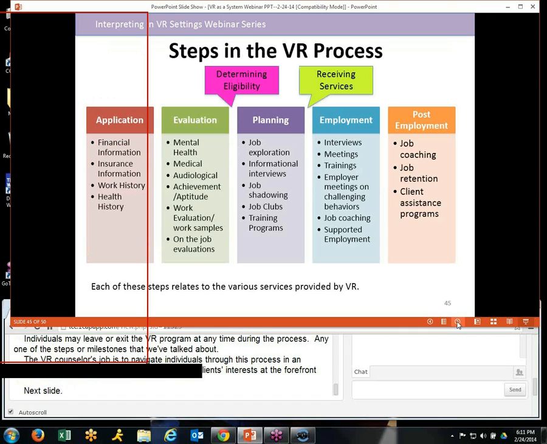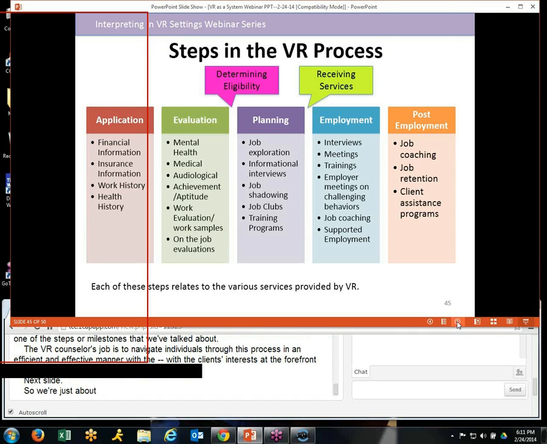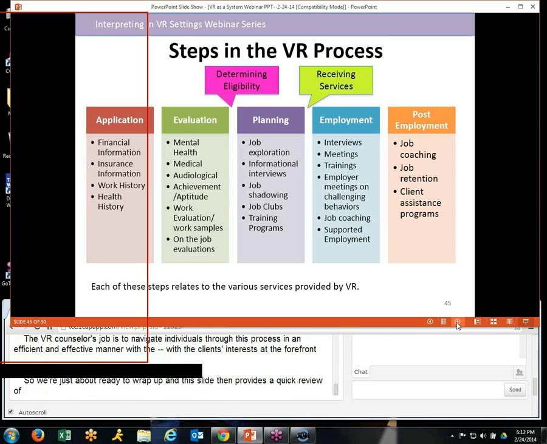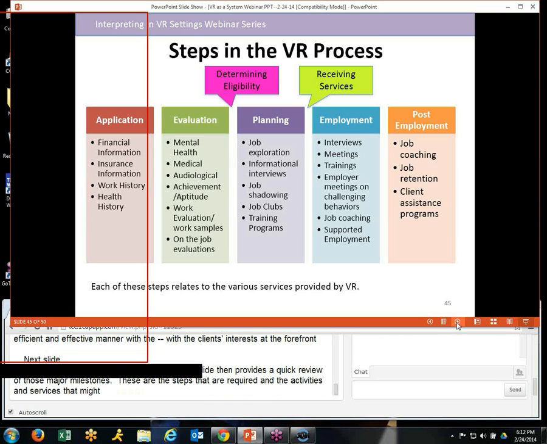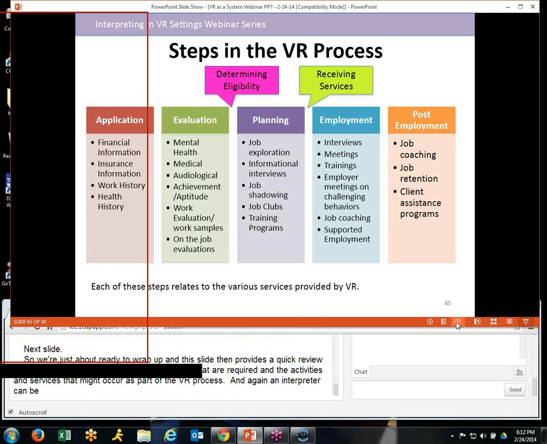So we're just about ready to wrap up, and this slide then provides a quick review of those major milestones. These are the steps that are required and the activities and services that might occur as part of the VR process. And again, an interpreter can be involved in any one of these steps in the process and have to work to adapt their role accordingly.